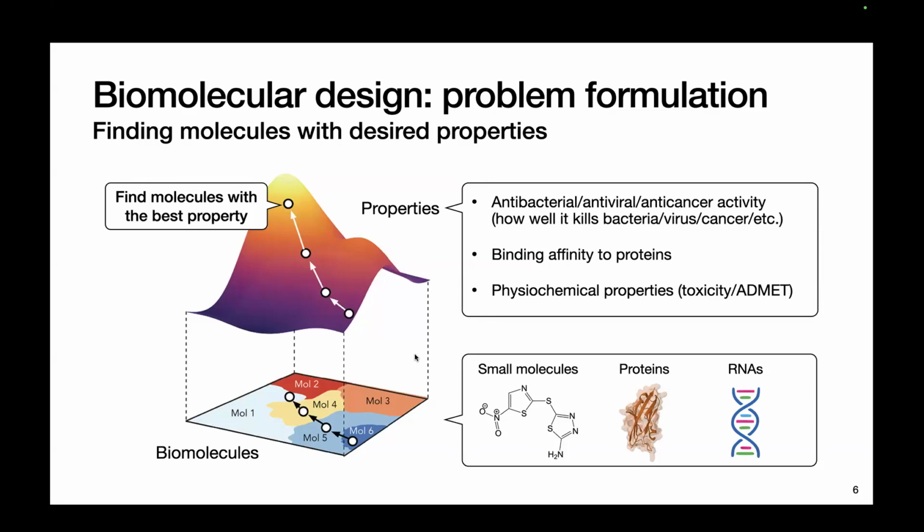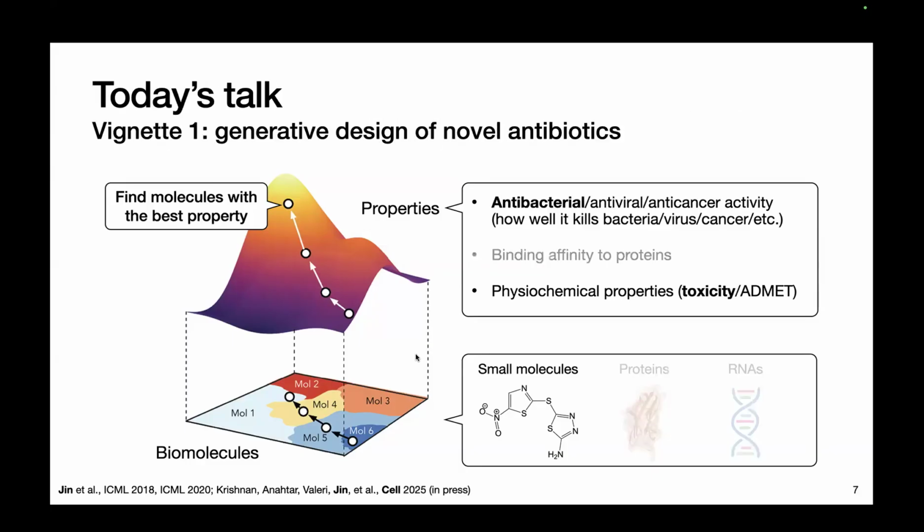Today my talk will mainly focus on three vignettes on how we can use generative AI models to design a variety of things. We will talk about one on small molecule design, one on proteins, and one on RNAs. So this is more like a three-course meal, for those who don't know the field yet, you can get a glimpse of what this field looks like.